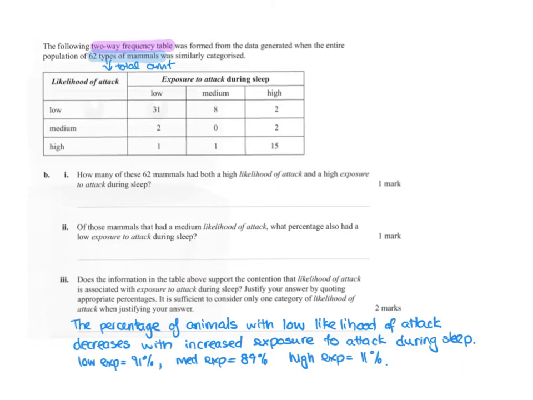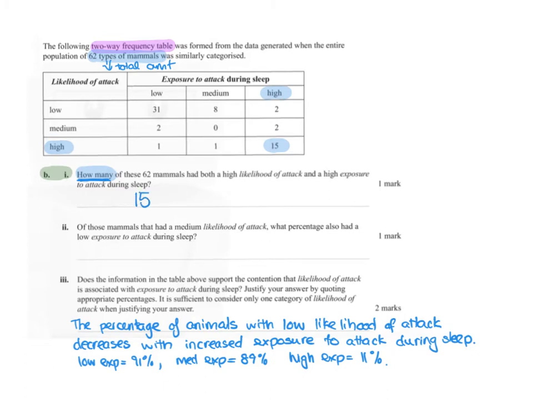So if we read through our first question here, B(i), how many of these 62 mammals had... now, we're straight away, hopefully, thinking "how many," so we know this is going to be a number answer, not a percentage answer. So how many of these 62 animals had both a high likelihood of attack and a high exposure to attack during sleep? So there's the amount. Remember, how many is just a number, so we write 15, okay?